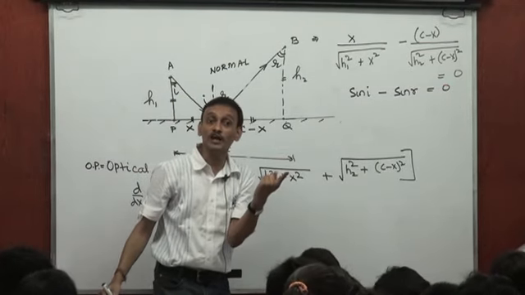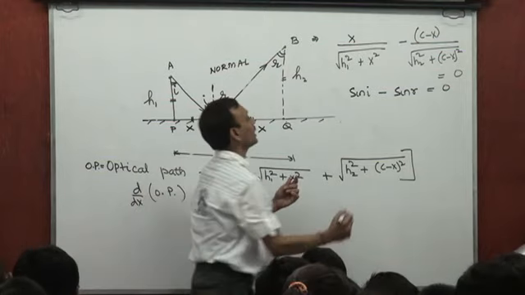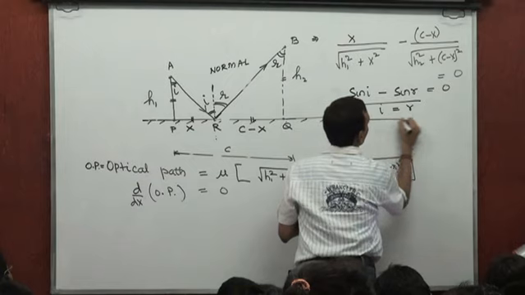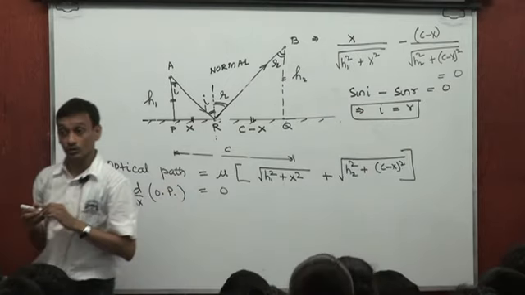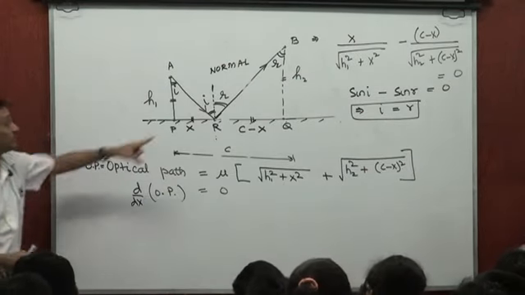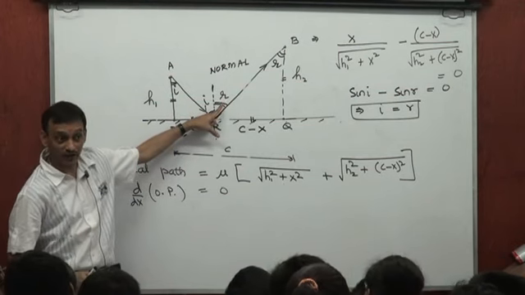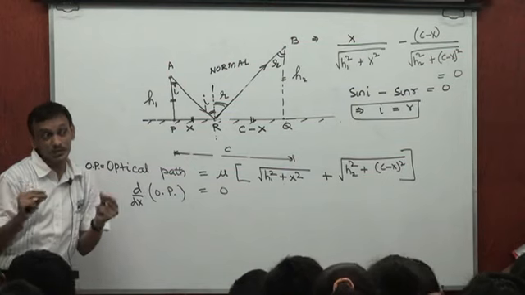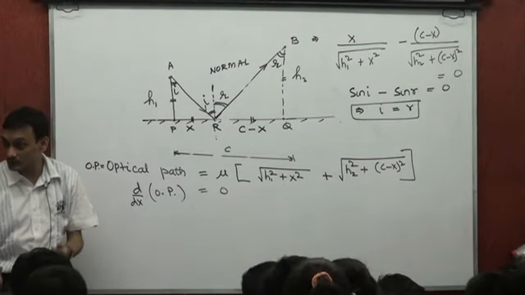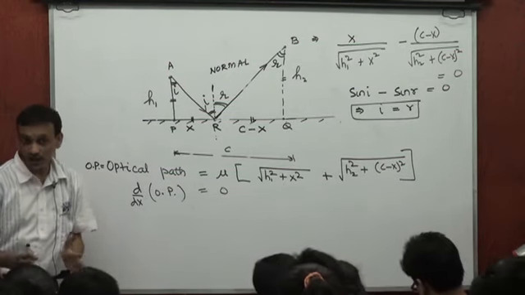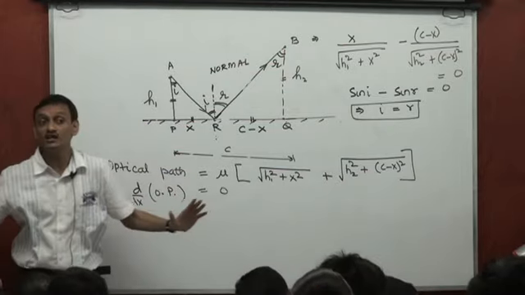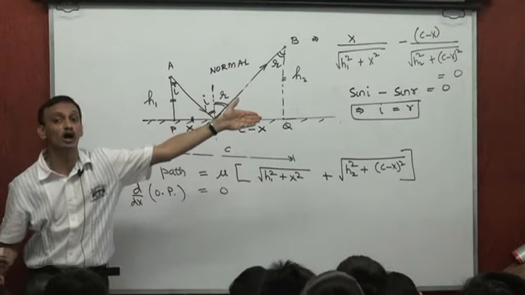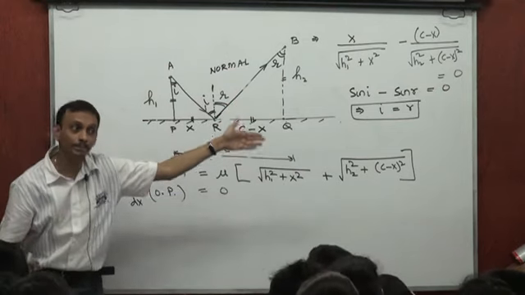Therefore sin I equals sin R and therefore I equals R. That's how you've known the law of reflection: angle of incidence equals angle of reflection. The more fundamental law is that the optical path must be stationary. The derivative of this with respect to x must be 0, causing I to be equal to R, the angle of incidence to be equal to the angle of reflection. Got me?